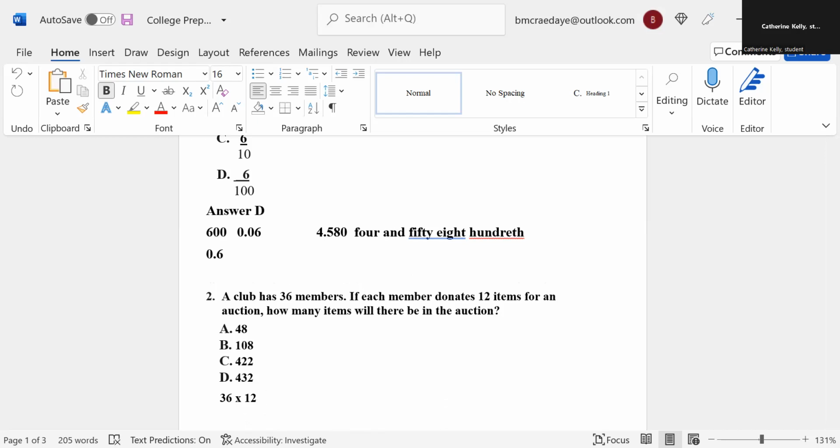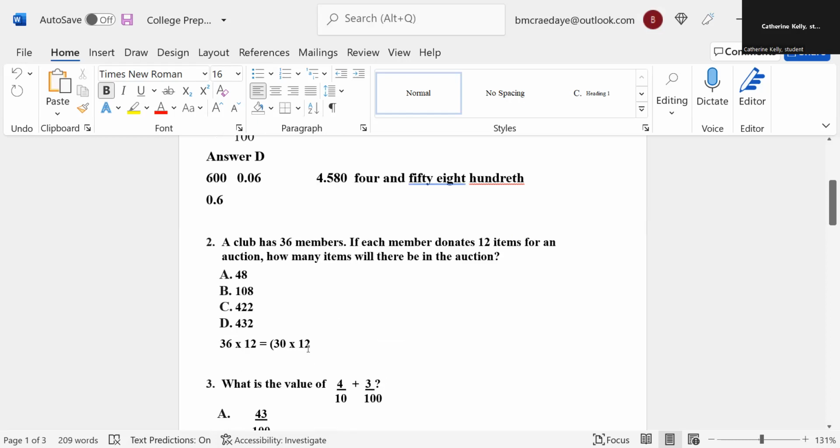To make it easier, Catherine, when you put a 0 on something it's easier, right? So you can say 30 times 12, because we break up 36 into 30 and 6. That makes it easier to calculate, right? So that's 30 times 12 plus 6 times 12. What's that equal to, Catherine? Wait a minute, 6 times 12. What's 30 times 12? 30 times 12 is 300.